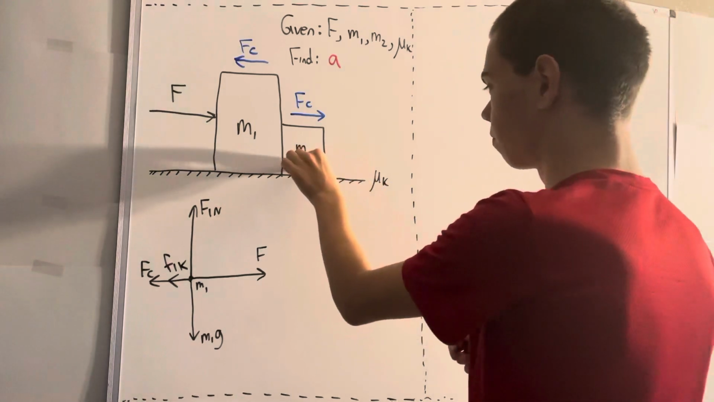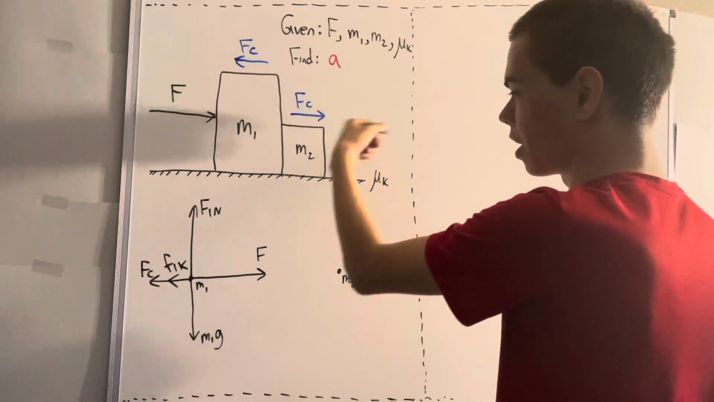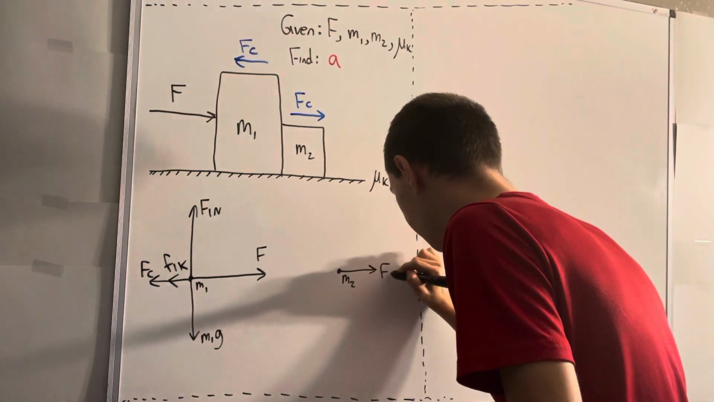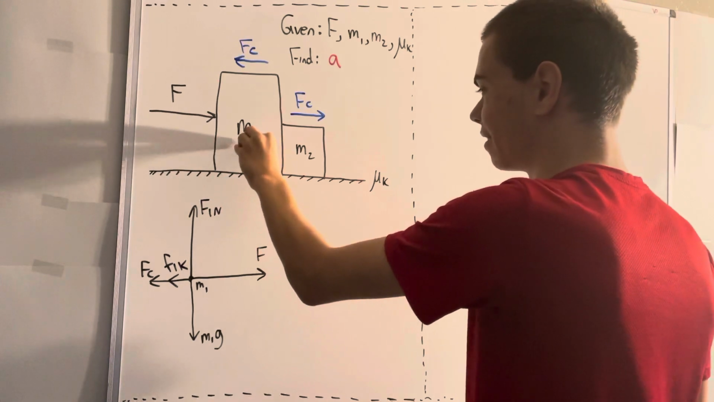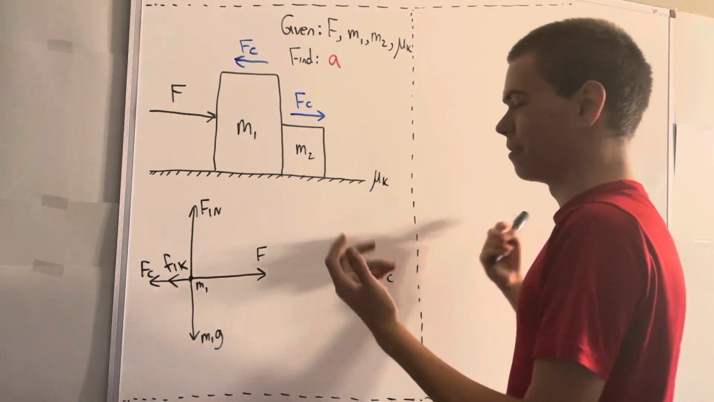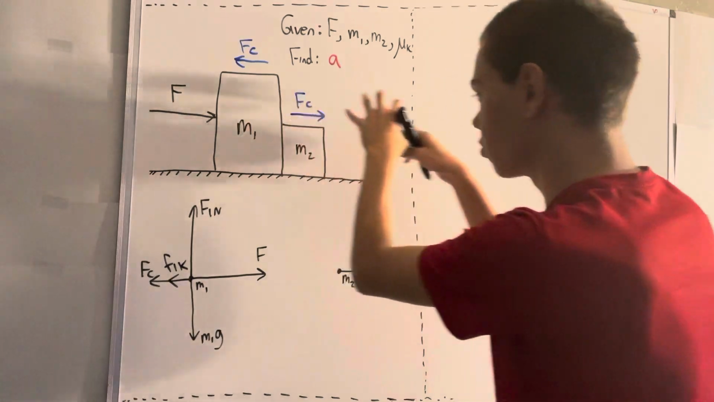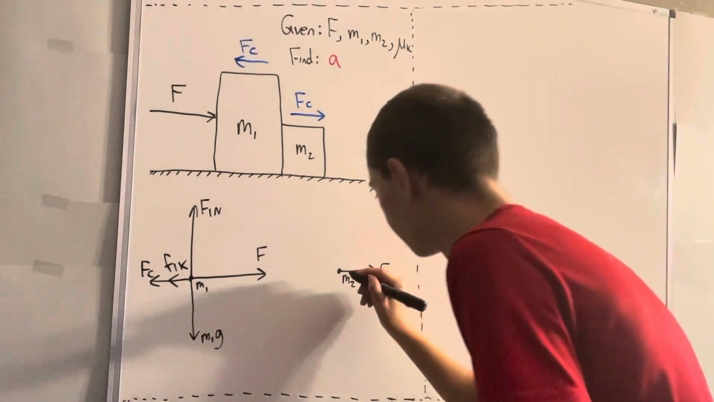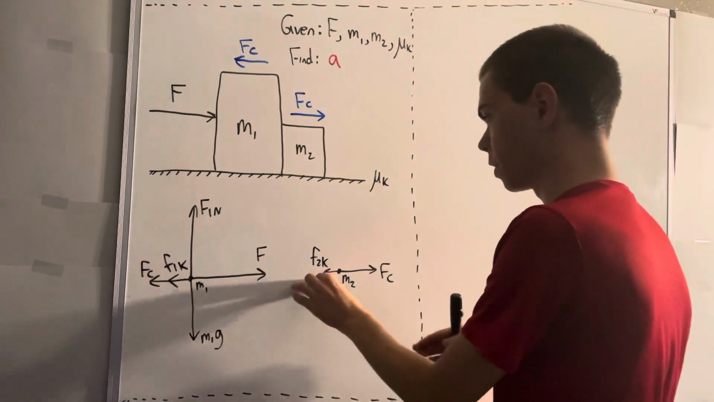Now for block 2. Notice how we have the contact force, FC, acting to the right. It's block 1 pushing on block 2. So FC goes to the right. Also, by the way, this force F only acts on block 1, so it's not acting on block 2. We don't include this force for block 2. Also, friction. Remember, the system moves this way, friction acts this way. So the friction on block 2 will point to the left. This right here is F2K, the kinetic friction for block 2.